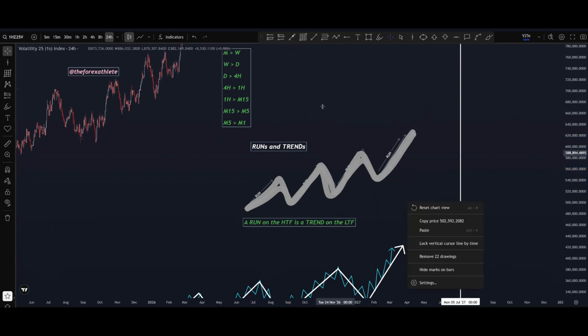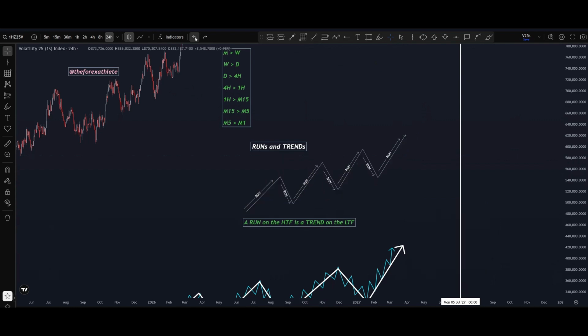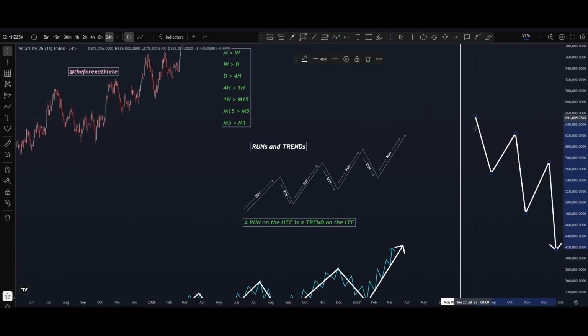And the same thing goes for what? The bearish example. What do I mean by that? On the bearish side, it is also a series of runs. Lower low, lower high, lower low, lower high, lower low. On the higher time frame, these are a series of runs.